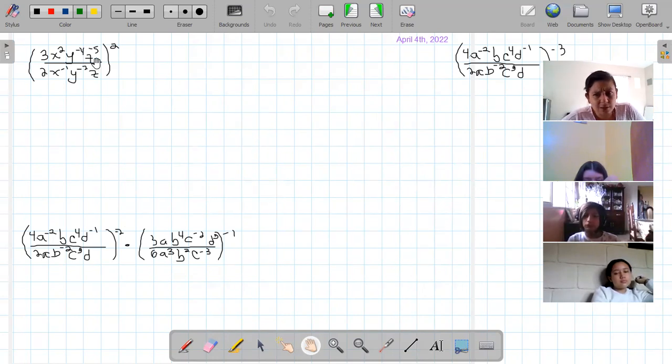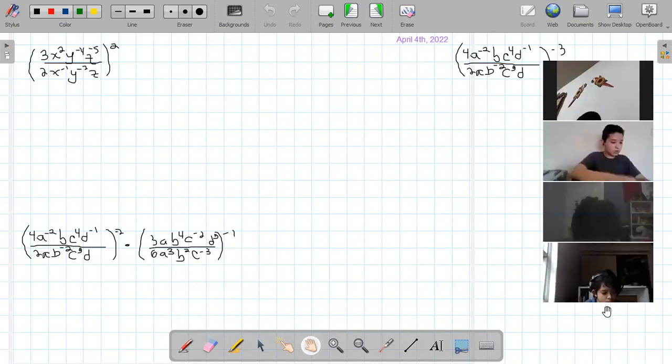In this exercise, it's a simple exercise. We've got 3x squared, y to the negative 4, z to the negative 5, everything over 2, x to the negative 1, y to the negative 2, and z, and everything to the square.